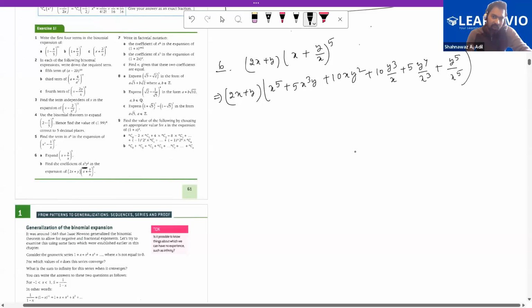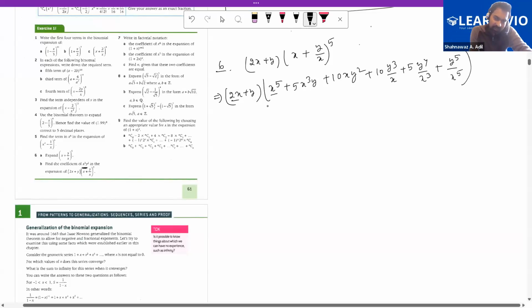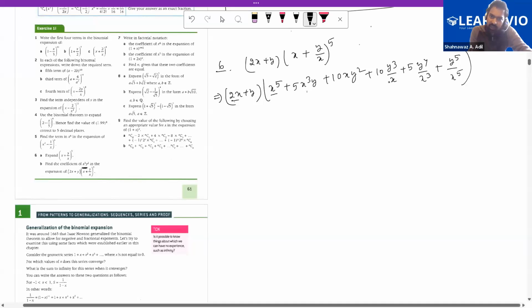Okay, so let us only take that term which will give us x cube y square. So what is the term that can give us x cube y square? Let's try with this one. This and this won't give, right? This and this won't give, right? And then this one and this one also, that won't give the desired result, right? And this one will also not give x cube.